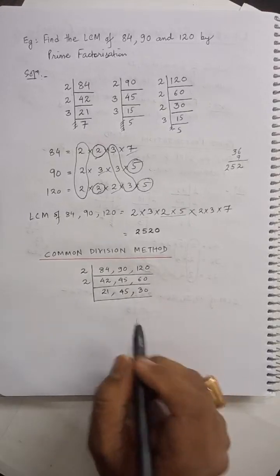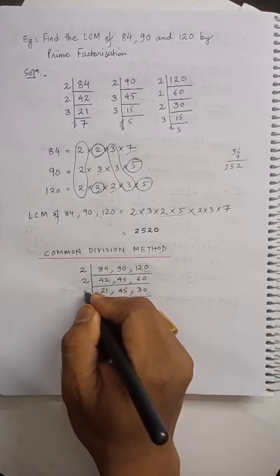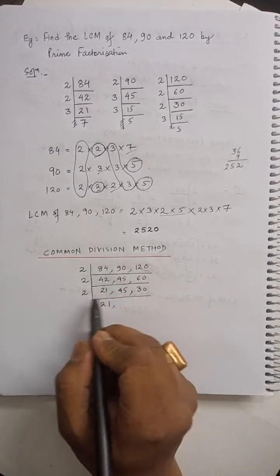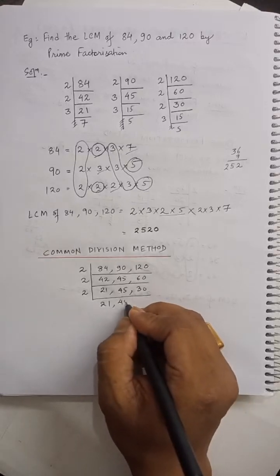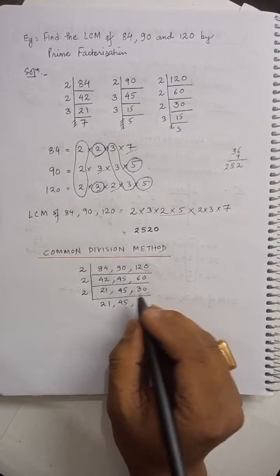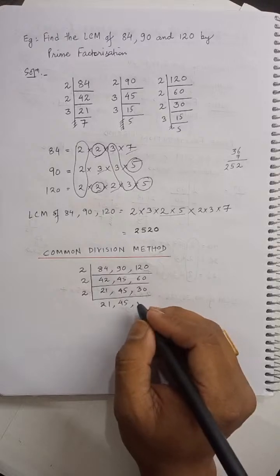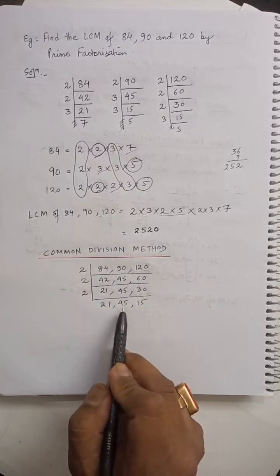So as long as there is one number which can be divided by 2, we will keep on dividing, and we'll keep the other numbers waiting. 21 cannot be divided by 2. Neither can 45. So we'll just divide the 30 by 2 and we'll get 15. Okay. Now 21, 45 and 15.